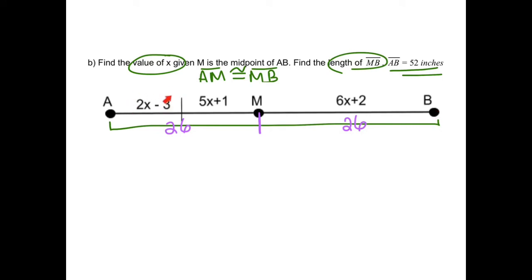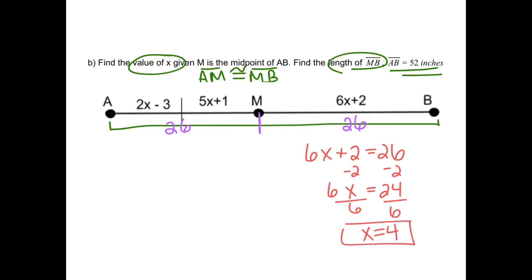I can also add these two pieces together to set them equal to 26 because they represent this piece of the segment. But then I can also do the same thing over here: 6x plus 2 equals 26. And I don't know about you, but out of everything I've mentioned so far, that sounds like the most simple equation to solve for x. So I'm just going to go ahead and do it.